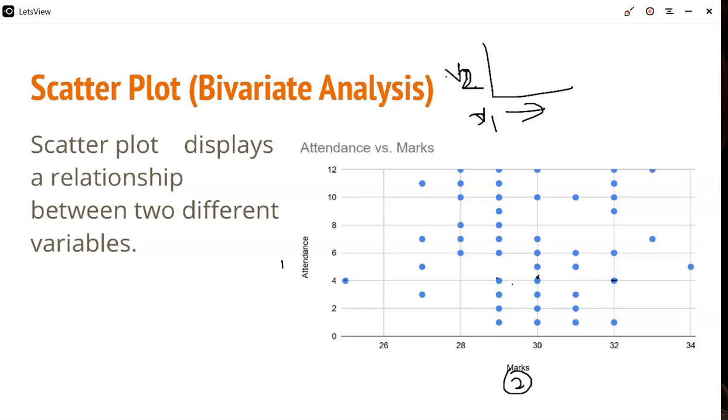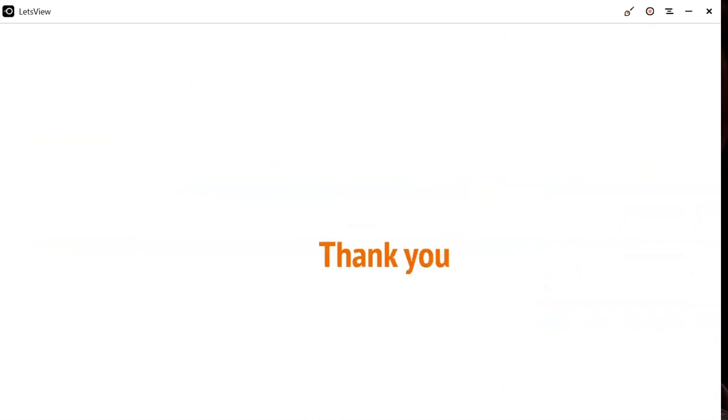So this scatter plot gives you the idea about how two different variables are related with each other, and that's why it is called bivariate analysis. Thank you.